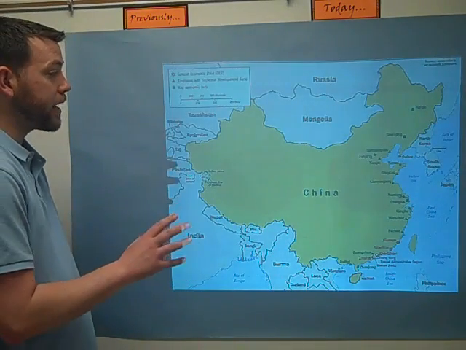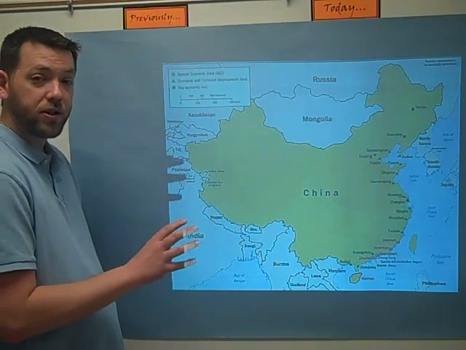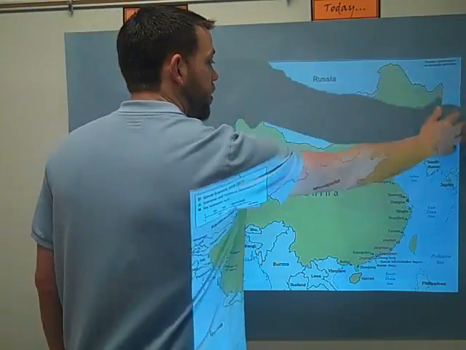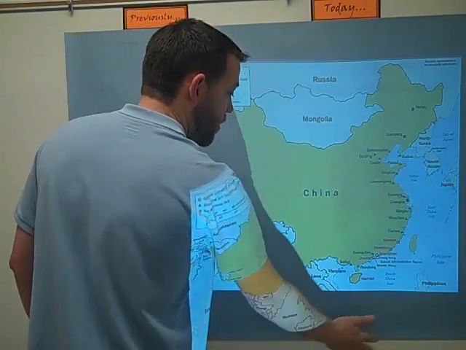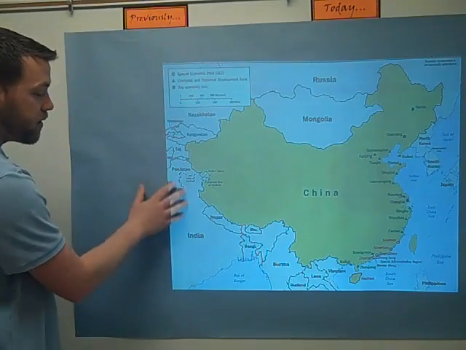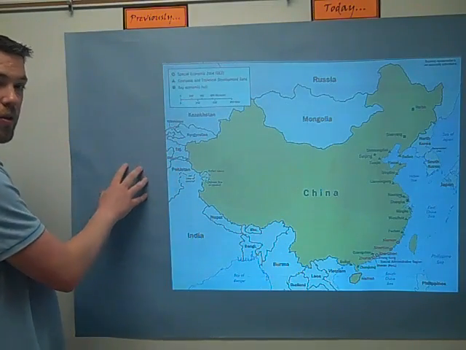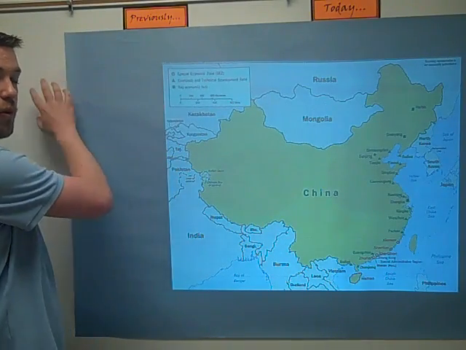Here's a look at China. Just to orient ourselves, we have Russia to the north, Japan to the east, Australia to the south, and over here is India and the Arabian Peninsula, where Saudi Arabia is. Further west is Europe.